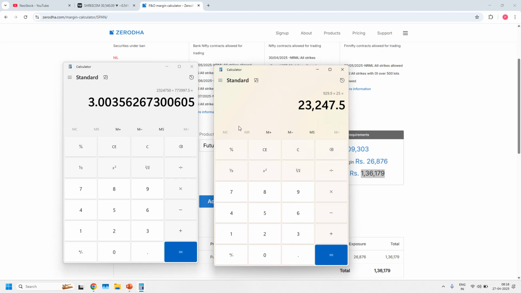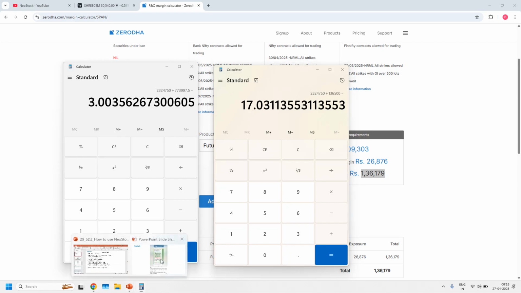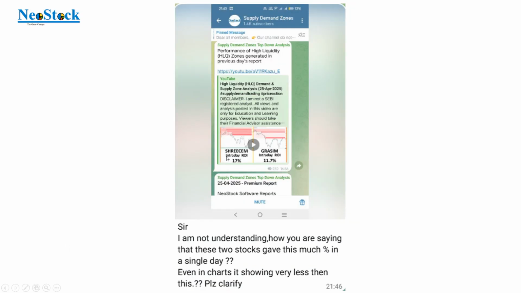For 100, how much? So 100 into 23,247.5 divided by 1,36,500 rupees. So let us do that calculation. 23,247.5 into 100 divided by 1,36,500 rupees. How much profit did you get? 17.03. That is what you have seen here. Shriram Cement intraday ROI 17%.